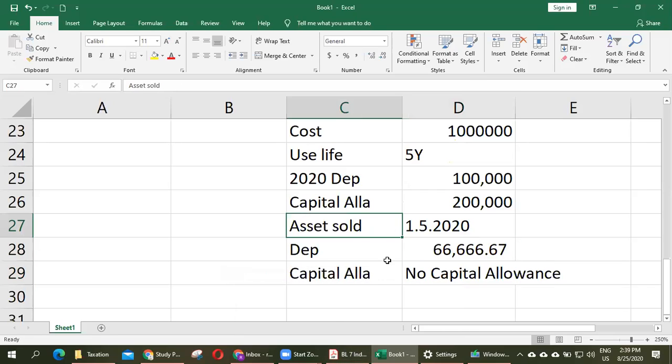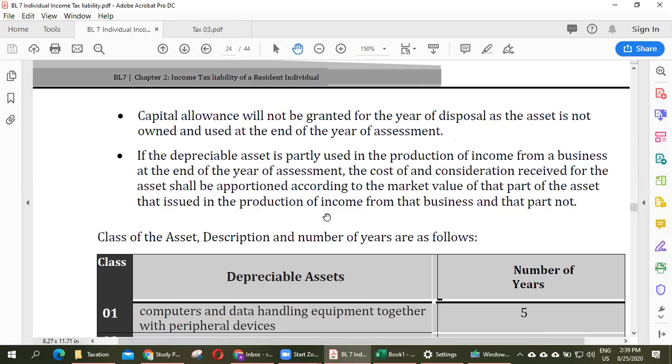Okay, asset sold. If a depreciable asset is partly used in the production of income from a business, at the end of each year of assessment, the cost and consideration receipt for the asset shall be apportioned according to the market value of the part of the asset that is used in the production of income from the business, and the part that is not.